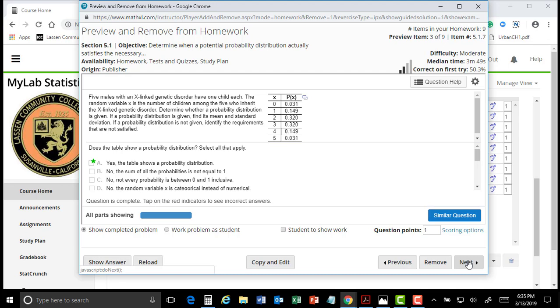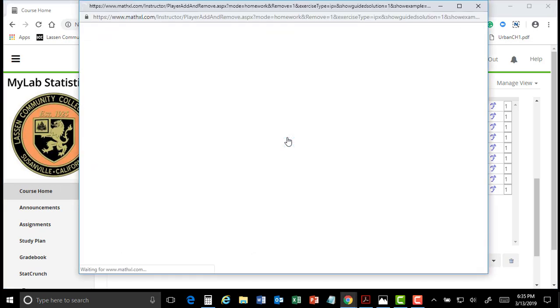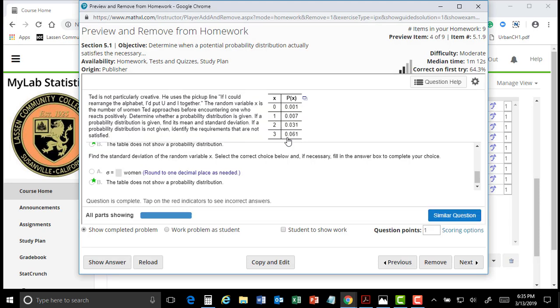It does. This is too easy. I need harder material, huh? Let's see what else we got here. What are we going to use? Okay, let's try this one. I don't know what it is. Determine the potential. Okay, I got to get on to the next chapter.